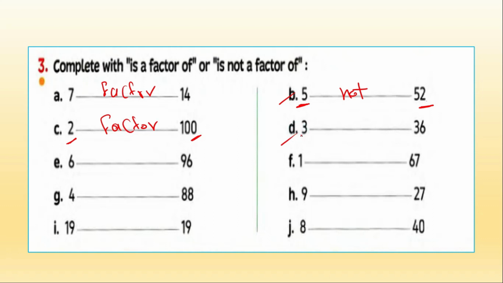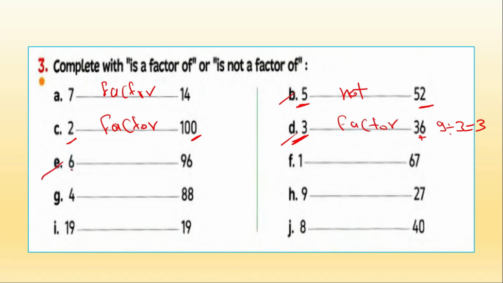D, is 3 a factor of 36 or not? For 3, the sum of the digits must be divisible by 3. So 3 plus 6 equals 9. You can divide 9 by 3. Yes, it equals 3. So 3 is a factor of 36.